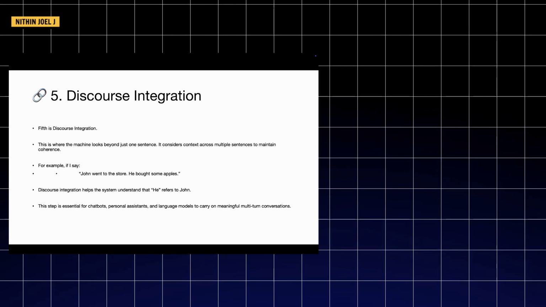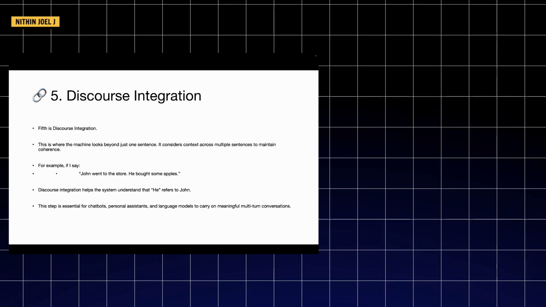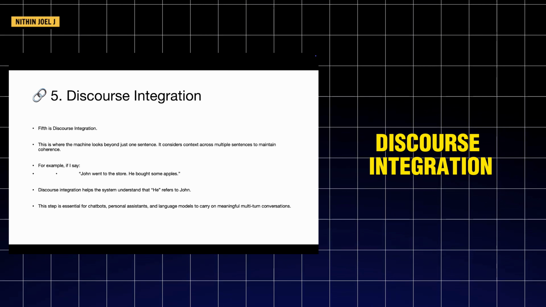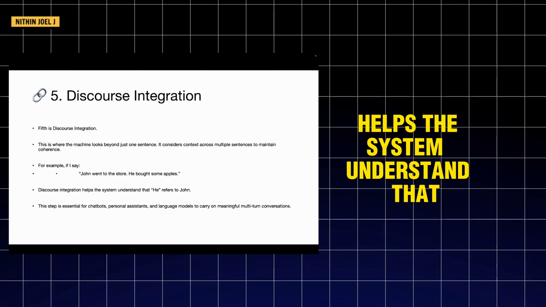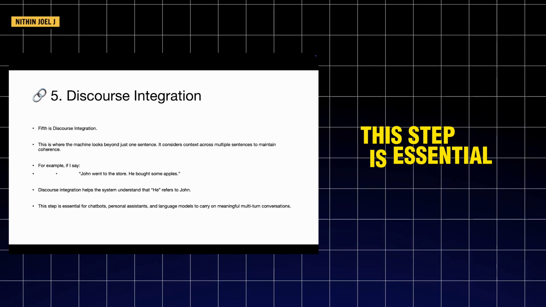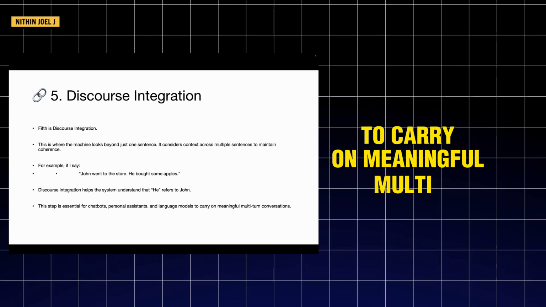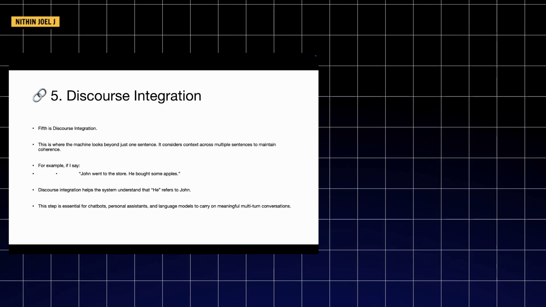For example, John went to the store. He bought some apples. Discourse integration helps the system understand that he refers to John. This step is essential for chatbots, personal assistants, and language models to carry on meaningful multi-turn conversations.